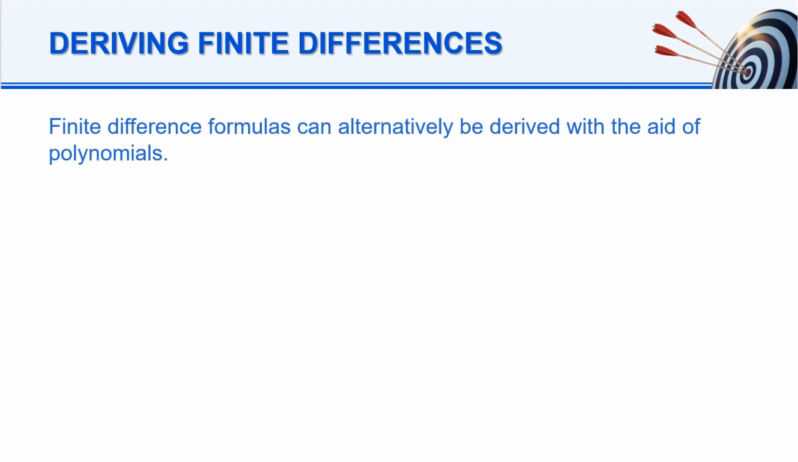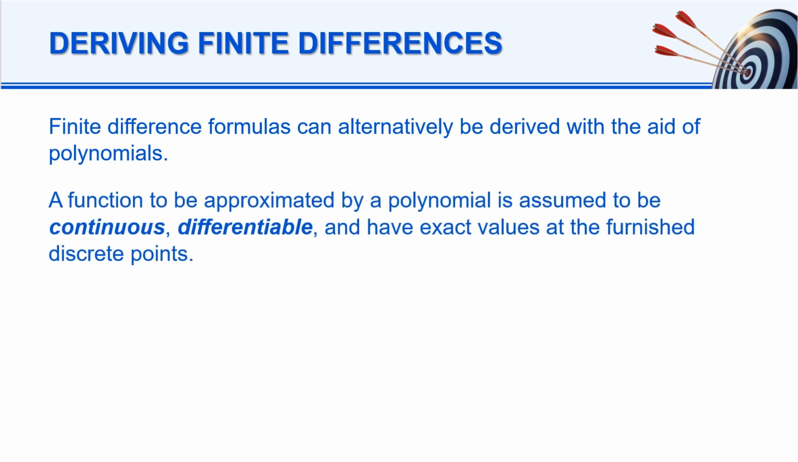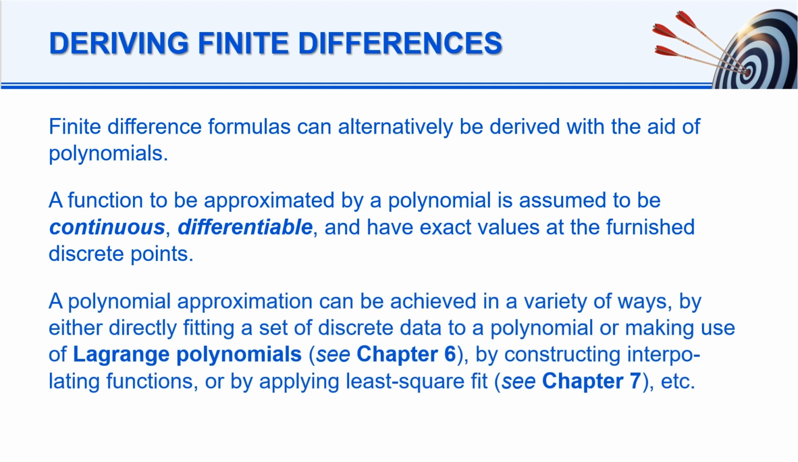Finite difference formulas can alternatively be derived with the aid of polynomials. A function to be approximated by a polynomial is assumed to be continuous, differentiable, and have exact values at the furnished discrete points. A polynomial approximation can be achieved in a variety of ways, by either directly fitting a set of discrete data to a polynomial or making use of Lagrange polynomials, see Chapter 6, by constructing interpolating functions, or by applying least square fit, see Chapter 7, etc.